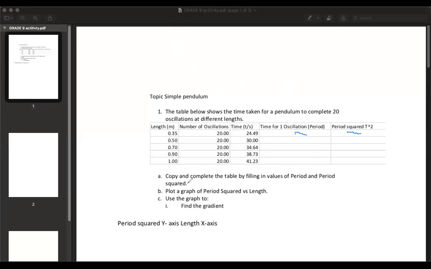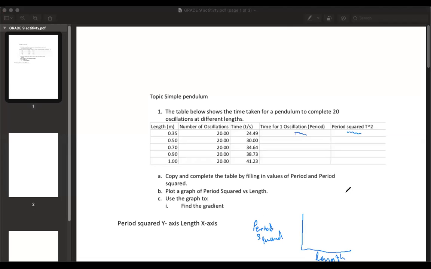Now you're required to plot a graph. So I'm going to need a graph tomorrow. What you'll be doing tomorrow is plotting a graph. On the y-axis, you will have period squared, and our x-axis will have length in meters. So length will be down here, and we have period squared up here. Is that clear?